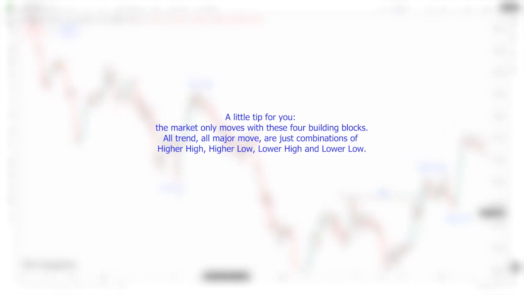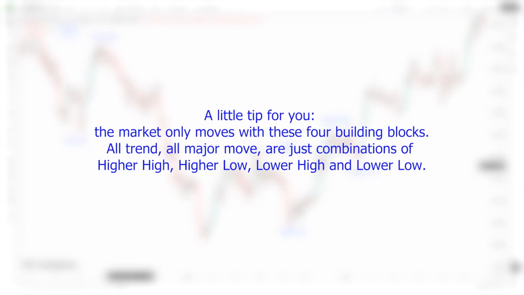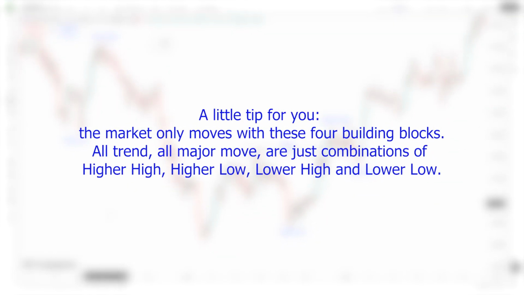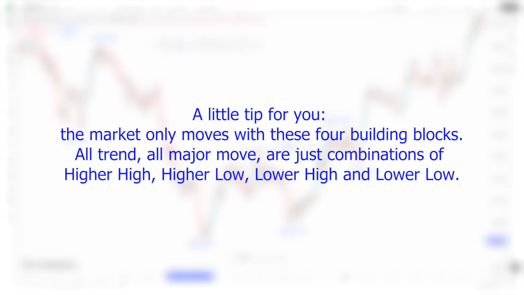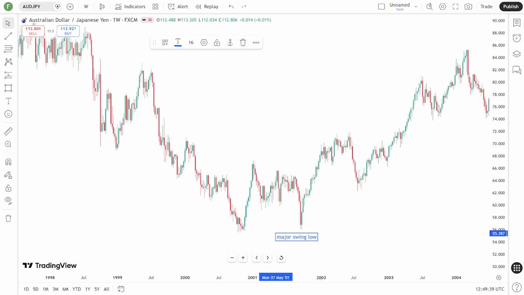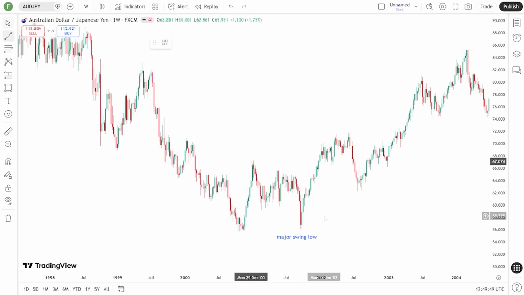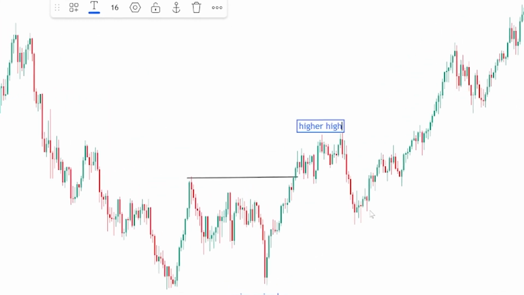A little tip for you. The market only moves with these four building blocks. All trends, all major moves are just combinations of higher high, higher low, lower high, and lower low. Pretty simple, right? Now let's put these four pieces together and see how trends are formed.